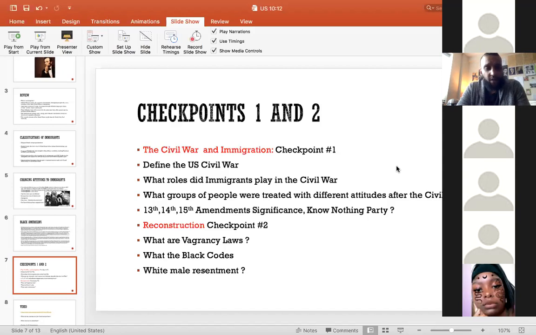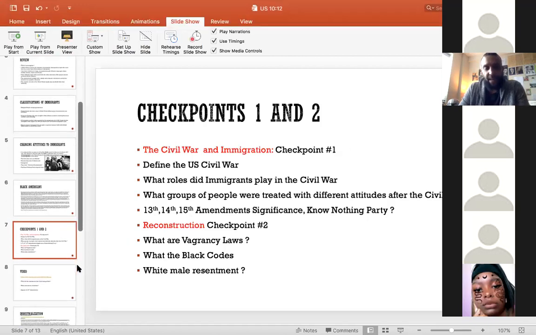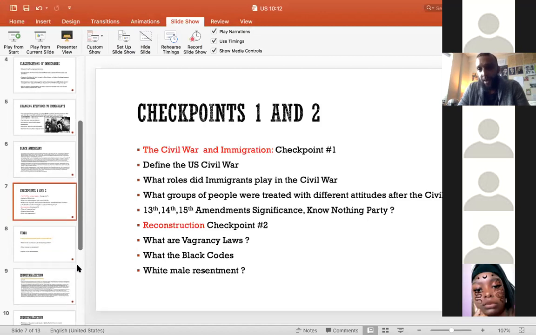So Reconstruction was checkpoint 2, vagrancy laws, black codes, and white male resentment. Once again, all that information is there for you on Summit. If you have any difficulty with understanding it or not being able to answer, please feel free to reach out to me.